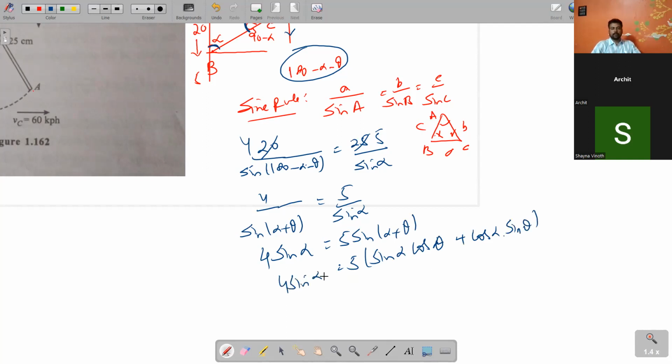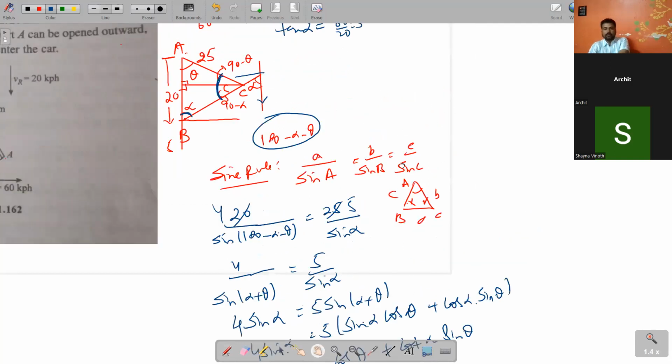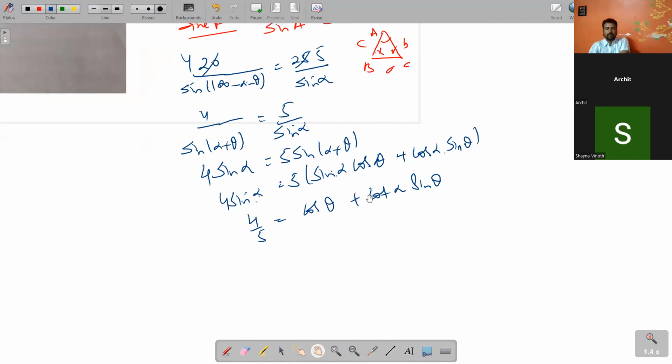And this is 20 sine alpha. So this is 4 upon 5 equal to this upon this. Sine alpha gone. This is cos theta plus cos upon sine, that is cot alpha sine theta. Tan alpha we got 3, so cot alpha will be 1 by 3. We put it here. So 4 by 5 equals cos theta plus 1 by 3 into sine theta.